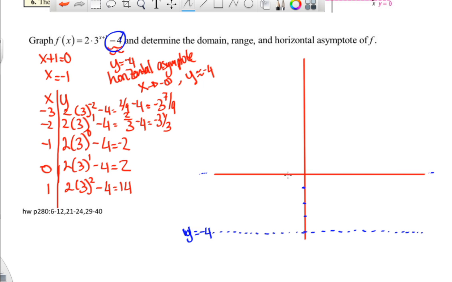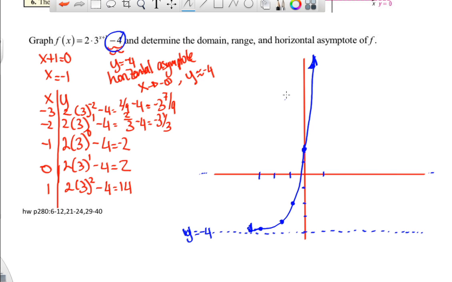So what do we get? Negative 3, I am almost there. I'm at a negative 2. I'm at a negative 3 1/3. I'm at a negative 1. I'm at a negative 2. At 0, we're at 2. I'm at 1. I'm at 14. I can't even really graph that. So here is a reasonable picture of that exponential function.